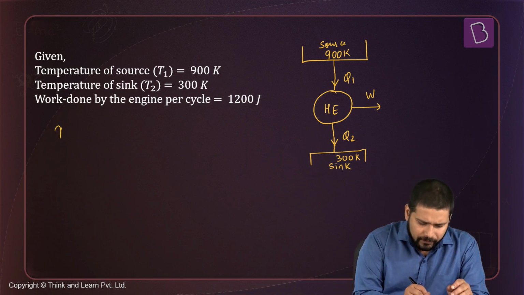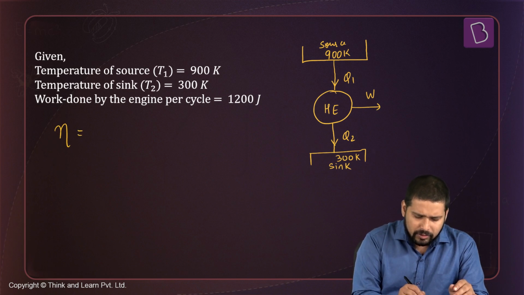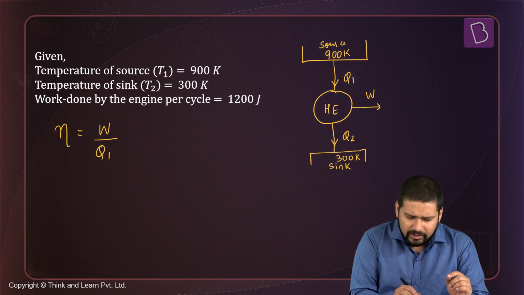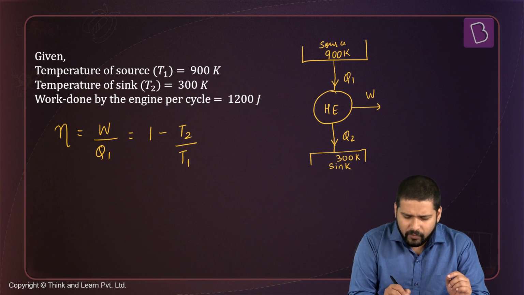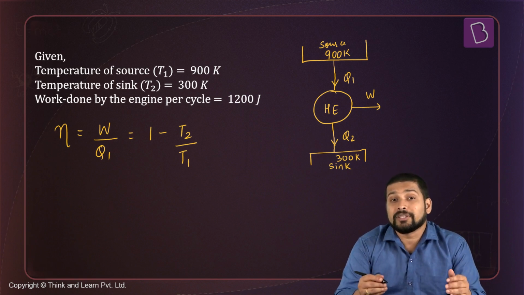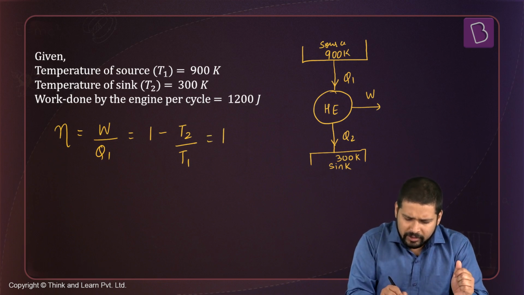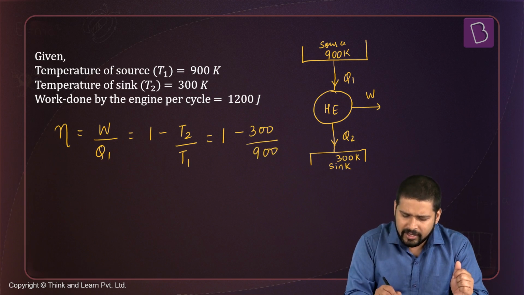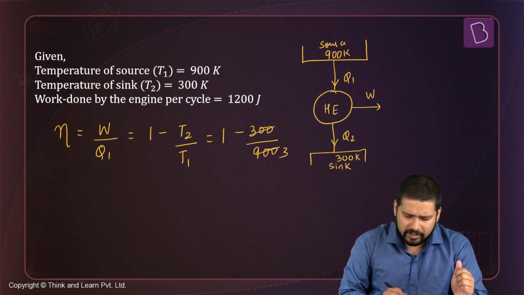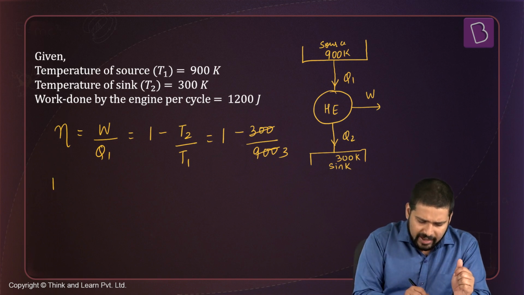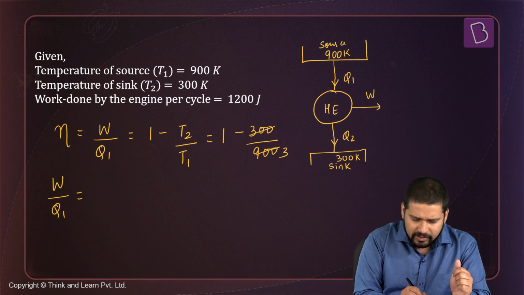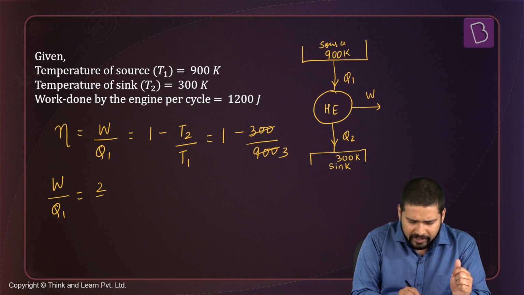So efficiency is equal to work done divided by heat supplied, which in this case is Q1. This is also equal to 1 minus T2 by T1, where T2 is the temperature of the sink and T1 is the temperature of the source. So if I plug in that value, I am going to get 1 minus 300 by 900, and this cancels out to 1 by 3. Well, okay. So what do we get? We have W by Q1 is equal to 2 by 3.